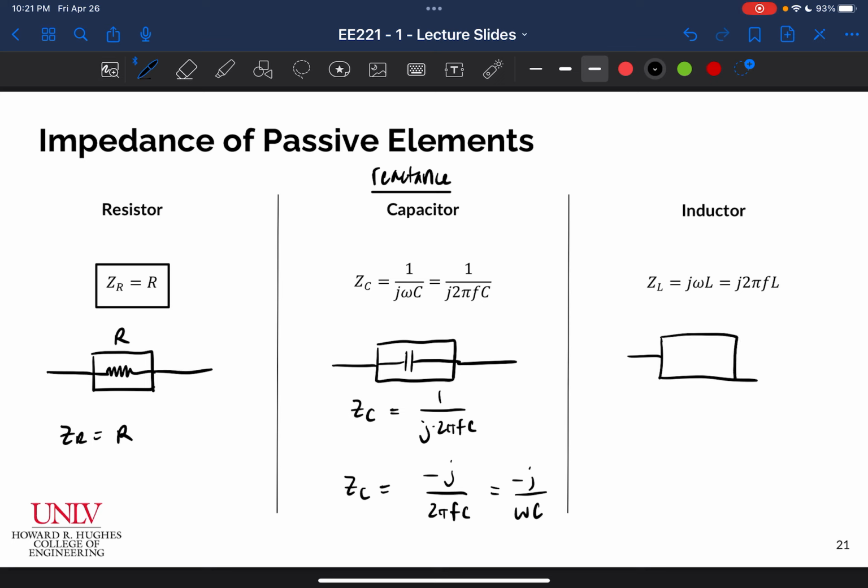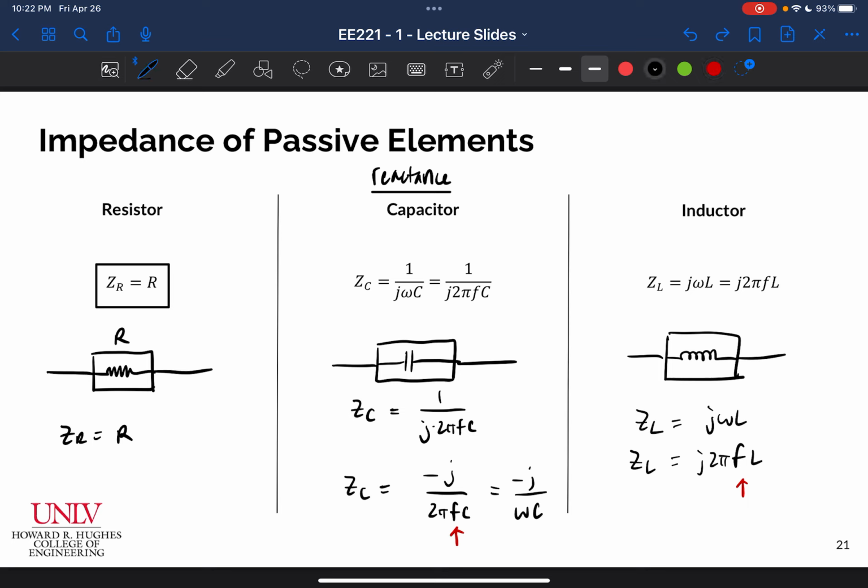Okay, so just for completeness, let's say inside my box here I've got an inductor. And I will say that the inductor impedance is J omega L, or if I replace omega with 2 pi F, it can be written as J 2 pi FL. And of course, the important piece here is that the impedance of the capacitor and of the inductor are dependent upon frequency. The impedance of a resistor is not dependent upon frequency. It does not have a J in front of it.